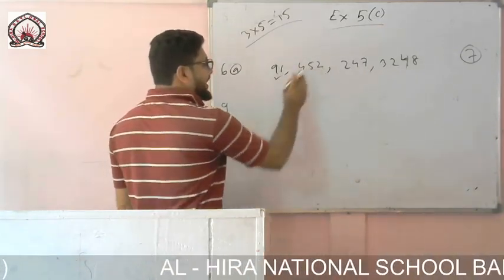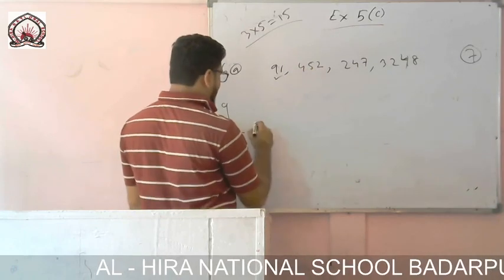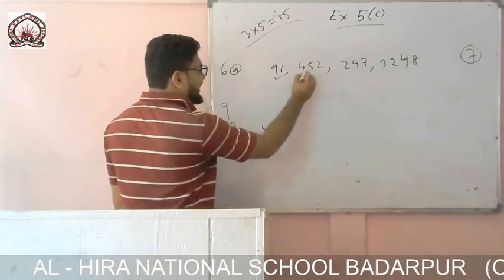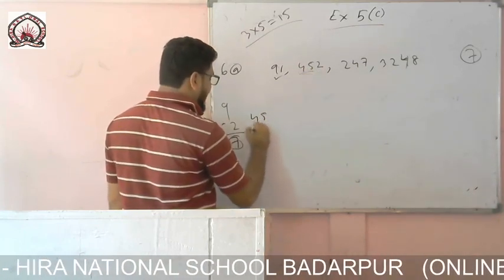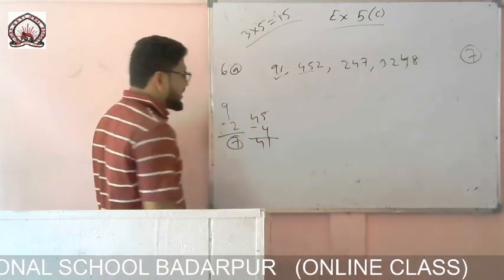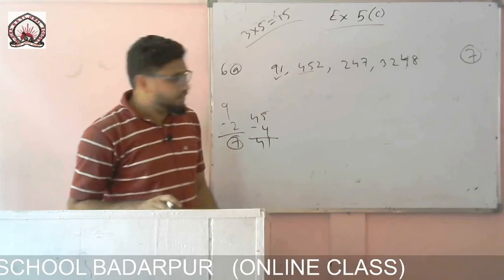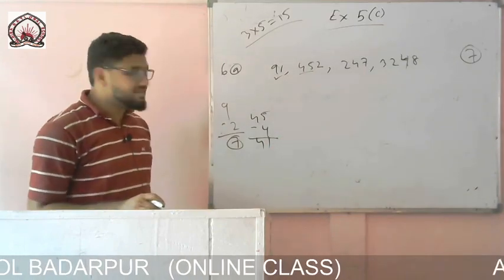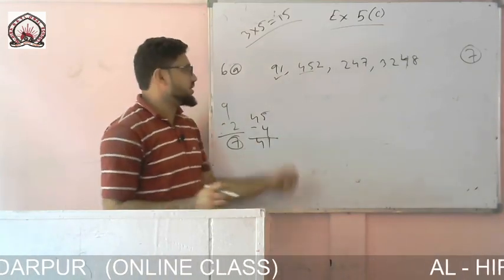Come to that one, 452. If you double the 2, it is 4. Then the remaining is 45. Now subtract: 5 minus 4 is 1. Here the remaining is 41. So 41 is not divisible by 7. Okay, so it is not divisible.